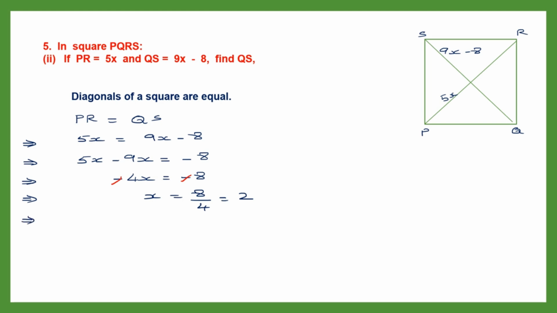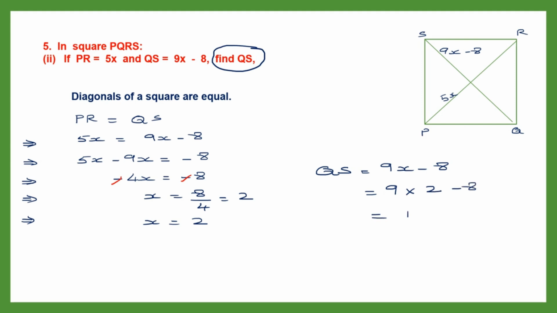So we have found the value of x. X is equal to 2. Now we have been asked to find QS, isn't it? And QS, let's write it here. QS is given to us as 9x minus 8. Now we have found the value of x. So let's write 9 into 2 minus 8. 9 2s are 18. 18 minus 8 is 10. So we have found QS and the value of QS is 10.